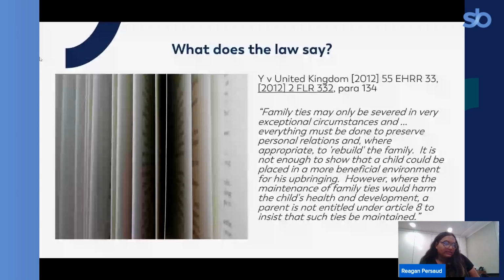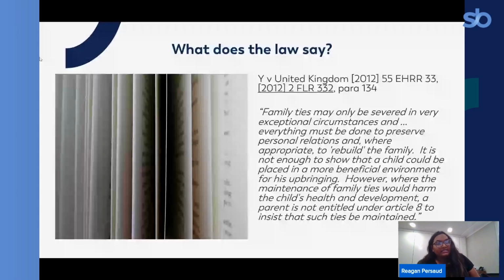The higher courts at the time, the European Court, considered this. Family ties may only be severed in exceptional circumstances. This is the bit I wish to flag to you. Everything must be done to preserve personal relations, and where appropriate, to rebuild the family. It is not enough to show that a child can be placed in a more beneficial environment for his upbringing.